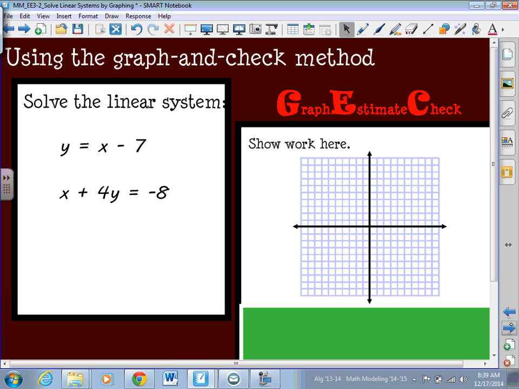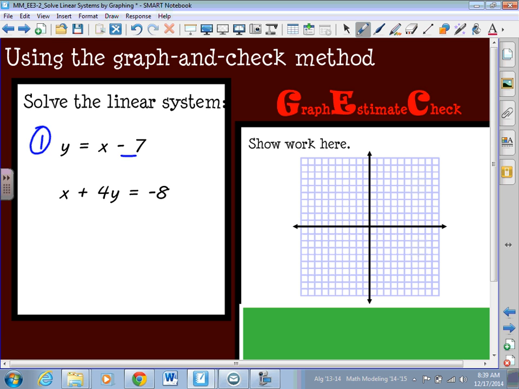So we're going to do about 3 examples. Here's the first one. Go ahead and draw your graph and write down these two equations. To solve the linear system, we need to graph both equations and figure out where they intersect. Equation 1 is already written in y equals mx plus b, or y equals the rate of change times x plus or minus the y-intercept. So we can go ahead and start graphing this.